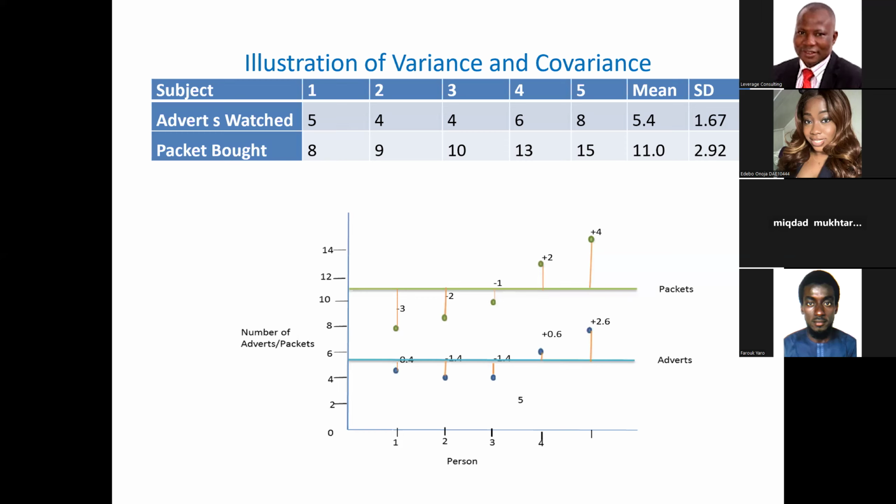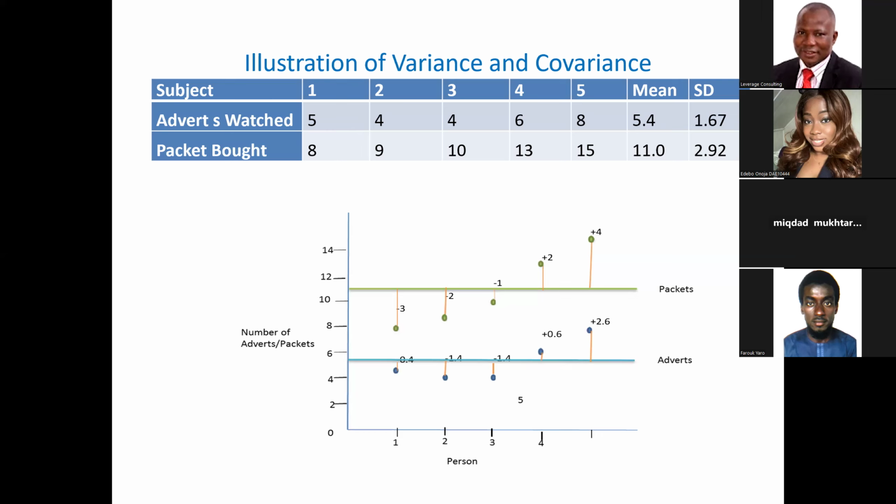If the blue graph is the advert, while the lemon green is packets bought, you see vertically is the number we are talking about, the number of adverts watched or packets bought, while horizontal is the person. You see, we have calculated the average. The horizontal blue and green lines are the means. So you know that the mean is usually in the middle.